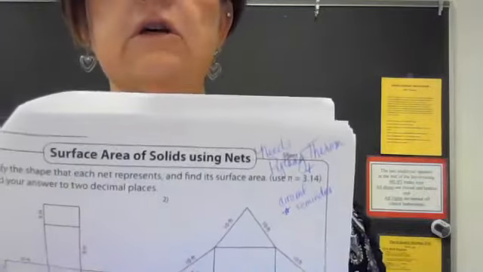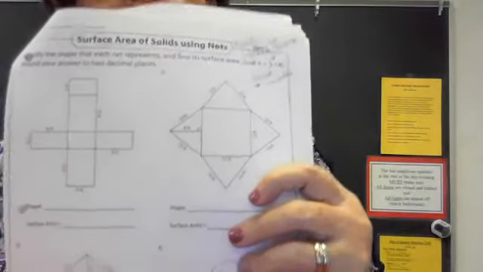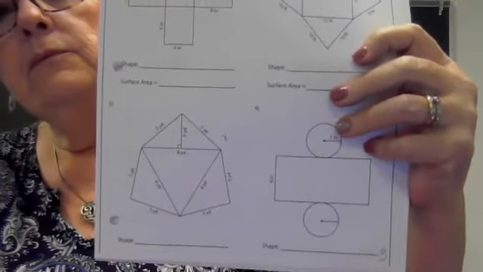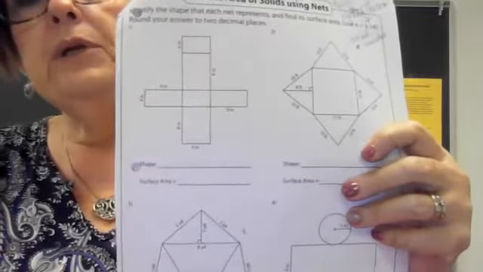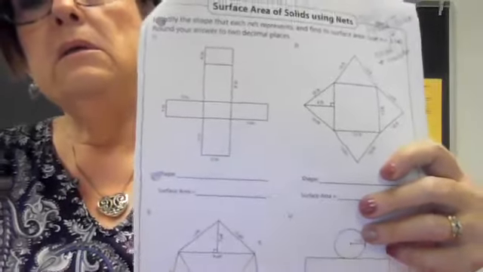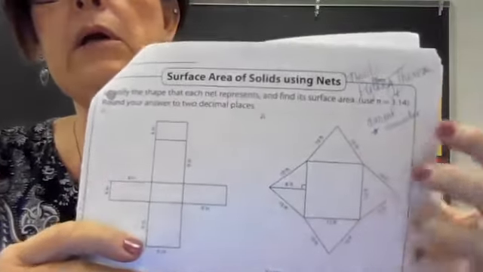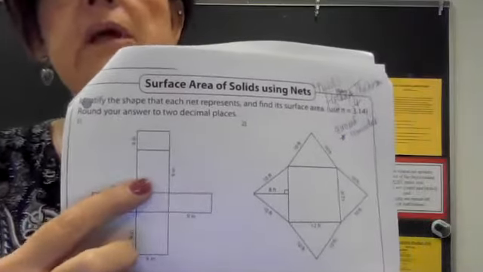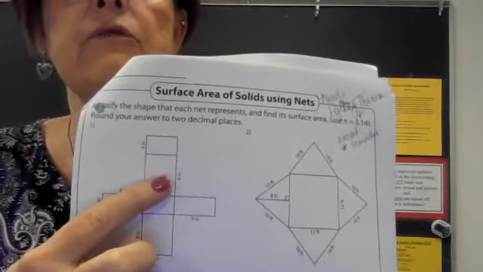Okay, now I'm on page 3. Surface area of solids using nets. Again, they have opened up the figures for you. There are 2 of them on here that probably need some explanation, but if you'll look at the first 2, number 1 over here, again, you're going to do the same thing that you did on the other one, but there aren't boxes in here for you to count.